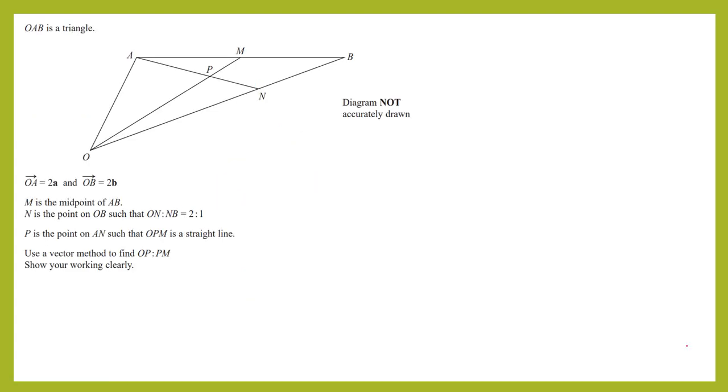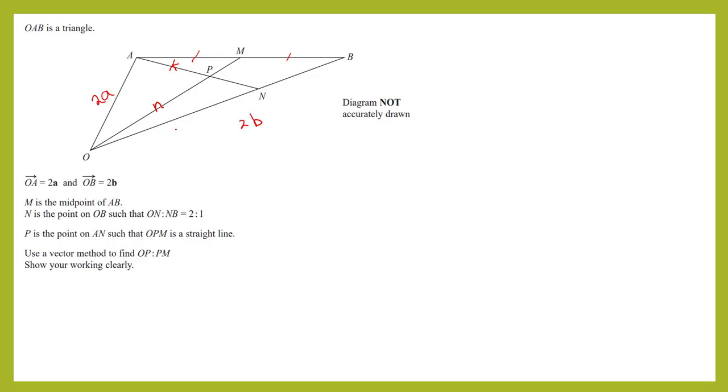Then we have a triangle. We have 2A here, and OB is 2B, and M is the midpoint. P is the point on AN such that OPM is a straight line. I need to find the ratio between OP and PM. I'm going to call this part N, because I don't know the relation, and I don't know the relation here in AN either, so I'm going to call this K. I will try to find OP in two different ways.